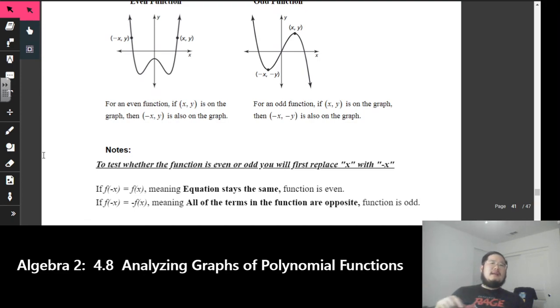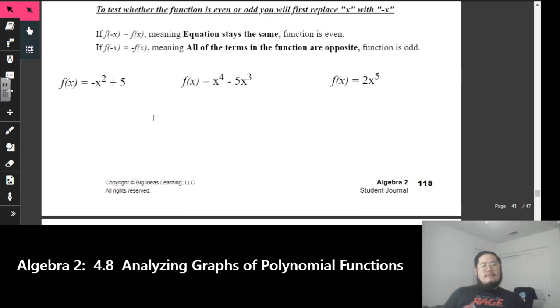However, if you plug in negative x into the function and all of the terms in the function are opposite, then the function is going to be considered odd. I've got three equations right here, and we're going to test that out. We're going to figure out in these three examples whether they are even or odd functions.